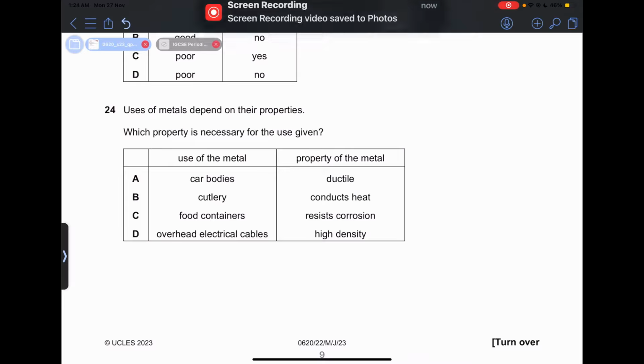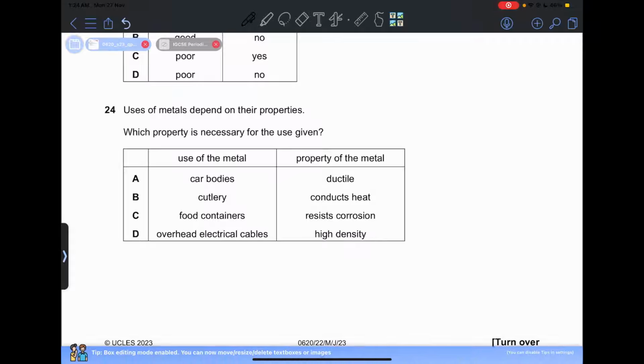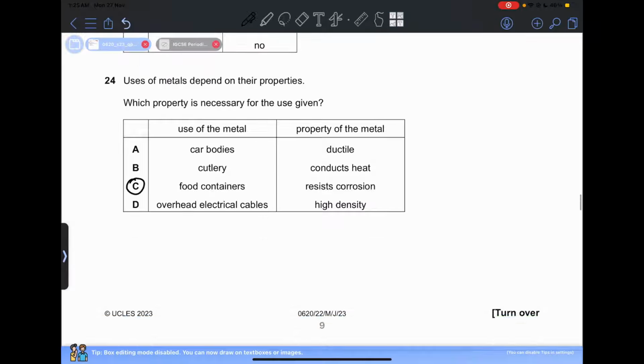24. Uses of metals depend on their properties. Which property is necessary for the use given? So over here we know that aluminum, we use it in cutlery, we use it in food containers, and we use it in all of the uses above. But we do not use aluminum in car bodies because they are ductile. But we use them in food containers because they resist corrosion. And in cutlery, we do not need to conduct heat. And in overhead electrical cables, we don't need a high density, we need a high conductivity. So actually C matches the description.